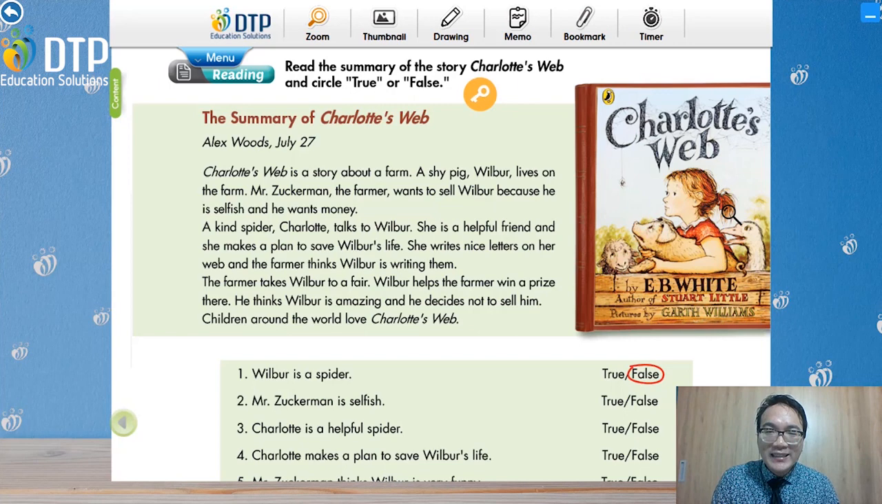She writes nice letters on her web and the farmer thinks Wilbur is writing them. The farmer takes Wilbur to a fair. Wilbur has the farmer win a prize there. He thinks Wilbur is amazing and he decides not to sell him. Children around the world love Charlotte's Web.